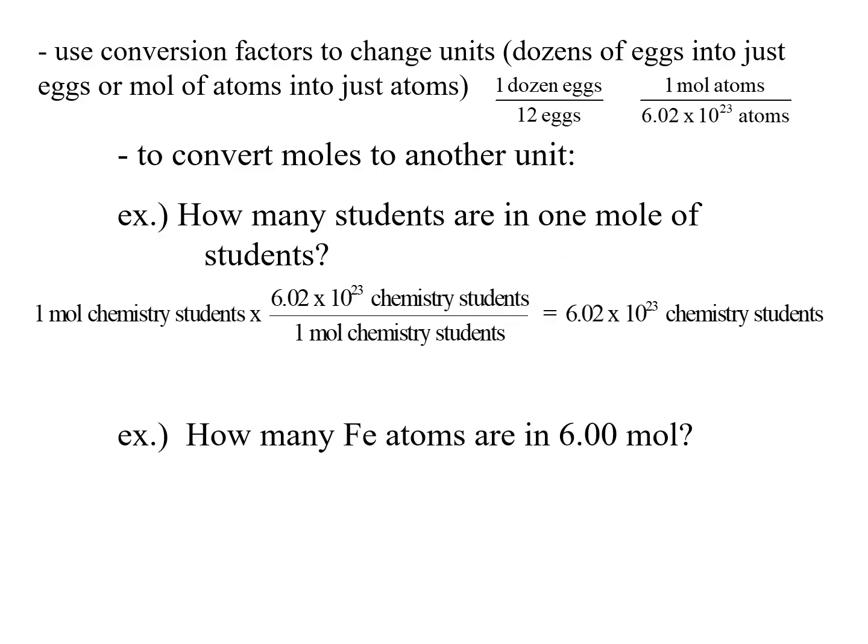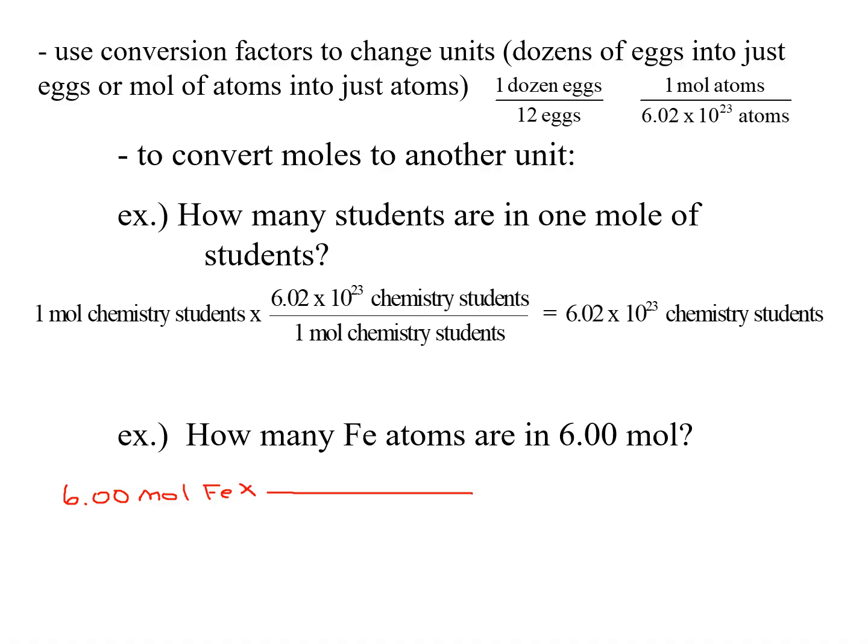But then you get to a problem like this. How many iron atoms are in 6 moles of iron? Well, that's not so obvious, okay? So now we're going to take our given. Our given here is 6 moles of iron. So we always take our given from our problem. We're then going to multiply by a conversion factor.